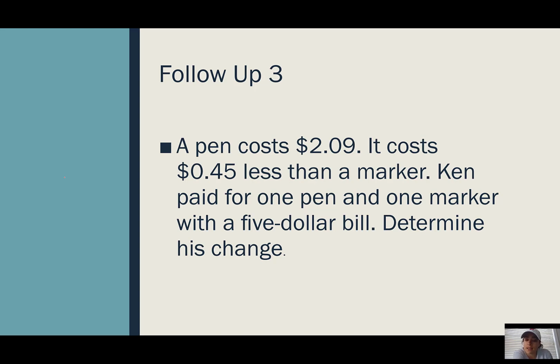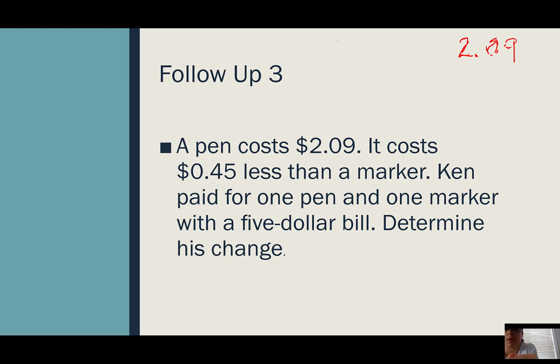Okay, let's look at follow-up question 3. A pen costs $2.09. It costs 45 cents less than a marker. Ken paid for 1 pen and 1 marker with a $5 bill. Determine his change. So let's see what we know. We know we're buying 1 pen and 1 marker. So we know the pen costs $2.09. Now, we're trying to figure out the price of a marker. It says a pen costs $2.09. It costs 45 cents less than a marker. So the pen is 45 cents less than a marker. So a marker is 45 cents more.